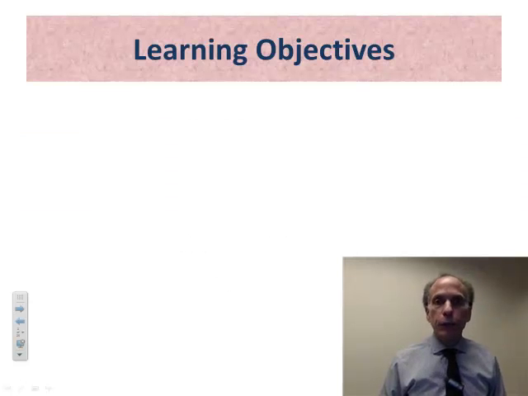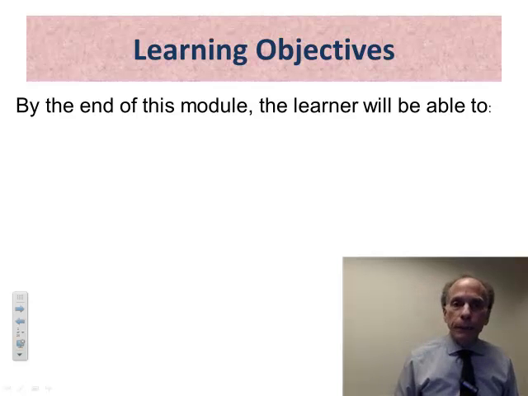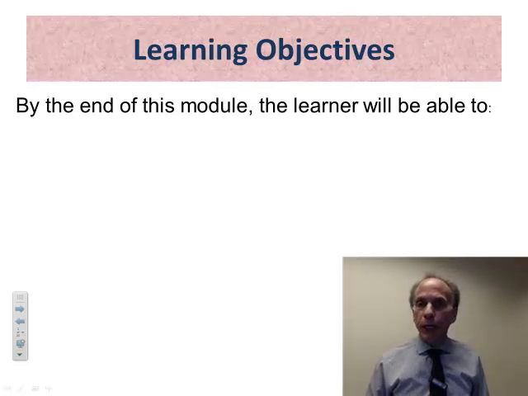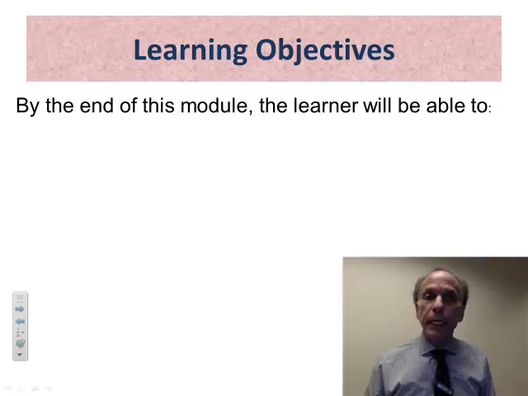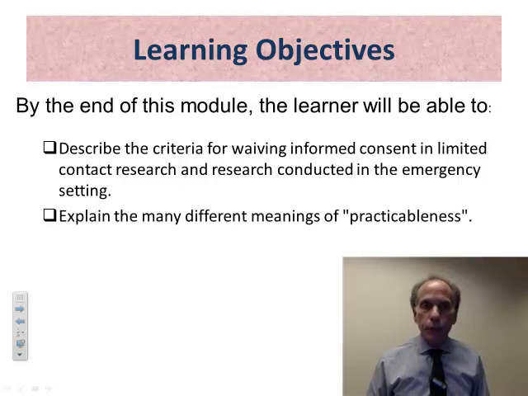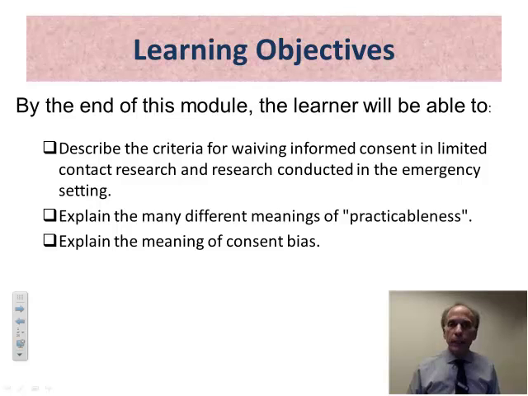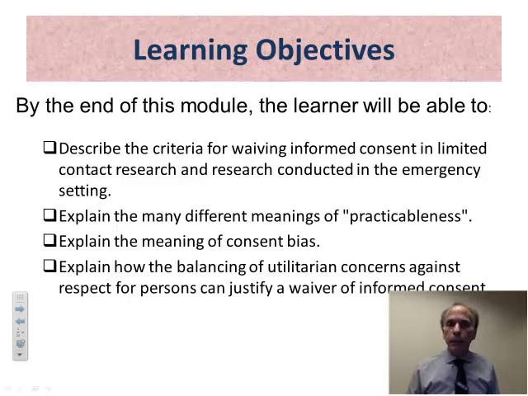This next slide shows the learning objectives. By the end of this module, the learner will be able to: 1, describe the criteria for waiving informed consent in limited contact research and also for research that is conducted in the emergency setting; 2, explain the many different meanings of practicableness; 3, explain the meaning of consent bias; and then finally, analyze the balancing of utilitarian concerns against respect for persons, which is a deontological principle.